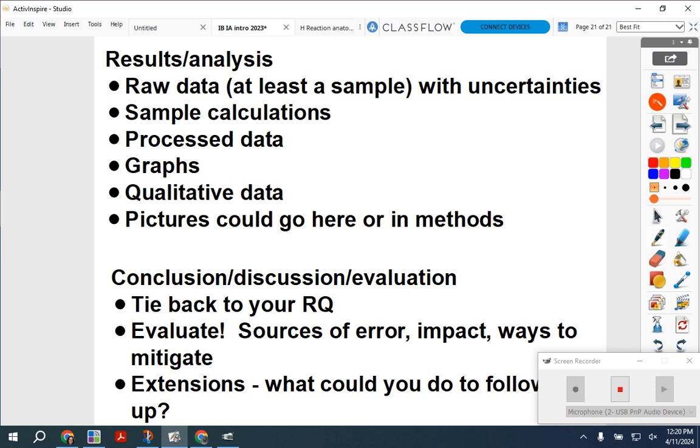With uncertainties of your measurements, if you did any calculations, calculating rate of reaction or something like that, show a sample of that calculation. You don't have to show every single one, but you have to show an example of what you did so that they can see that you set it up correctly. And then any processed data that you have, whether it's averages or if you're taking 1 over the natural log of the reaction rate to calculate the activation energy, something like that, that would go after you show them the calculations. You would then say, and here's what I found.